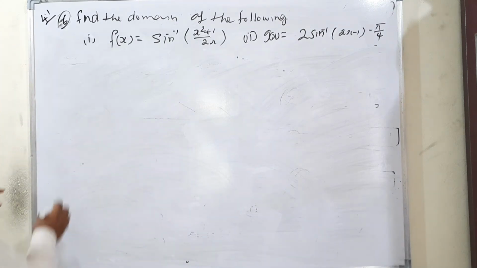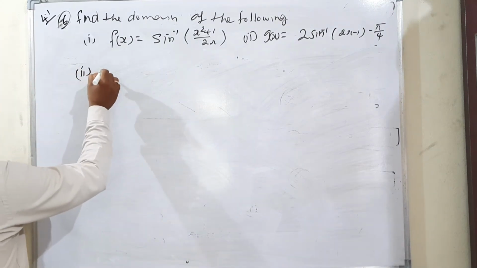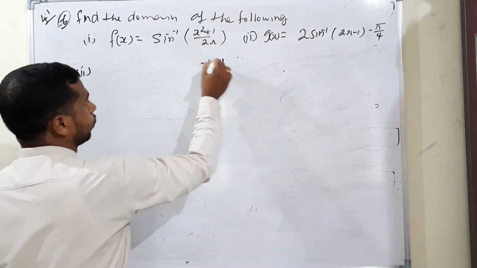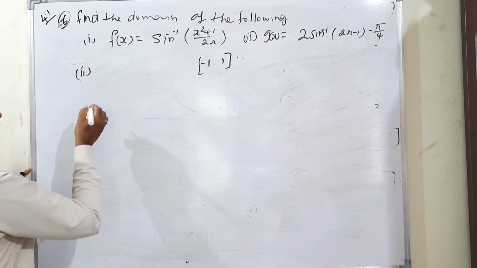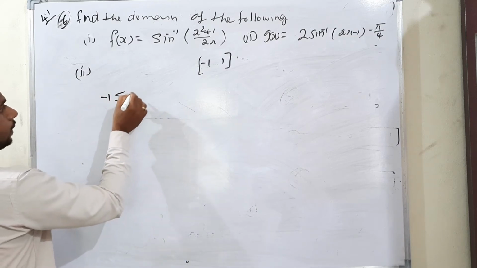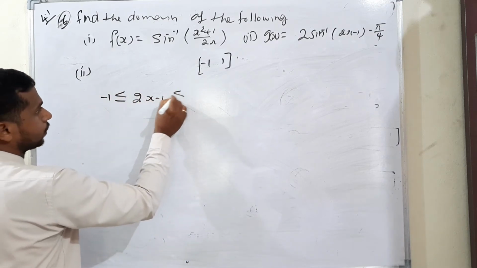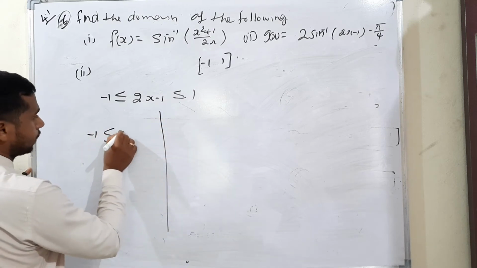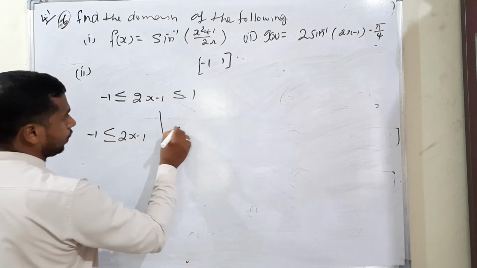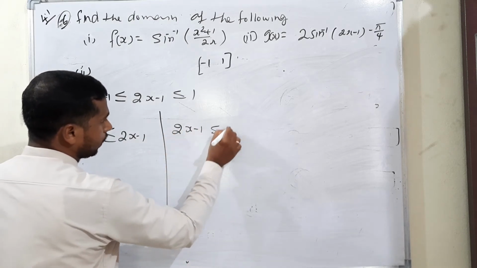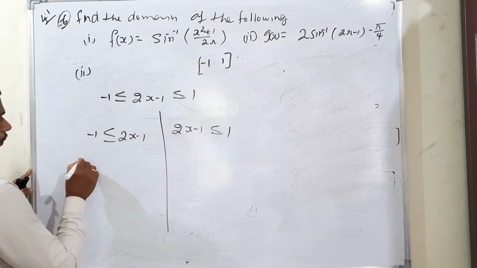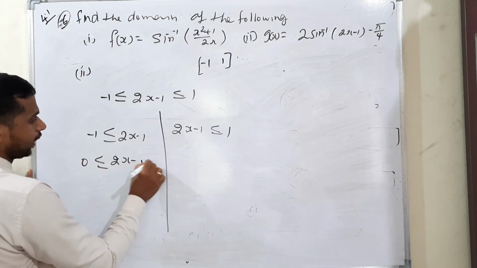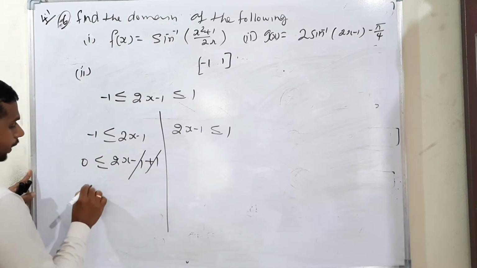So subdivision 2, the x value is 2x minus 1, isn't it? The domain we already know is minus 1 to positive 1. So minus 1 less than or equal to 2x minus 1 less than or equal to positive 1. Minus 1 less than or equal to 2x minus 1, and 2x minus 1 less than or equal to positive 1. Bringing minus 1 to the opposite side means 2x minus 1 and plus 1, and minus 1 plus 1 cancel.